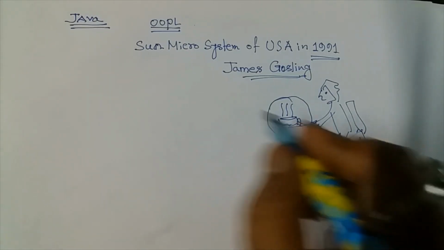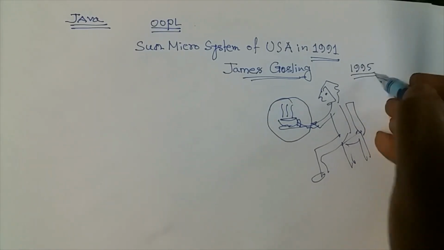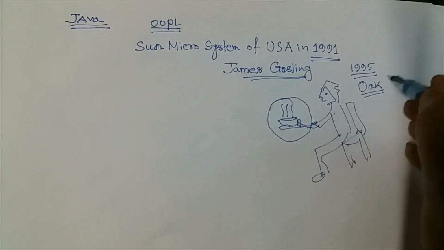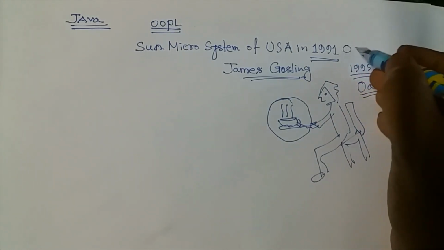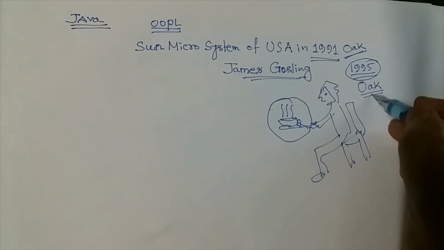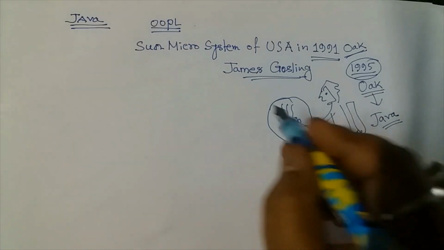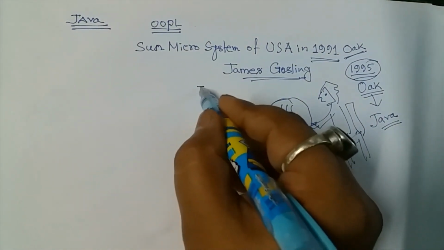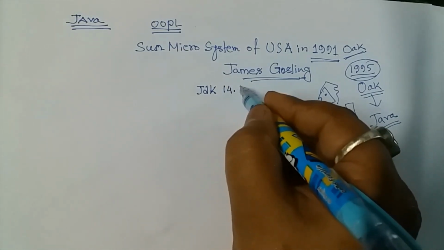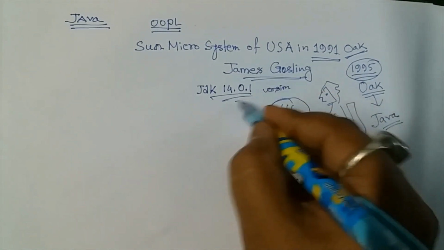In 1991 the name of this Java was WAC, and in 1995, WAC became Java. We use here JDK 14.0.1 version.